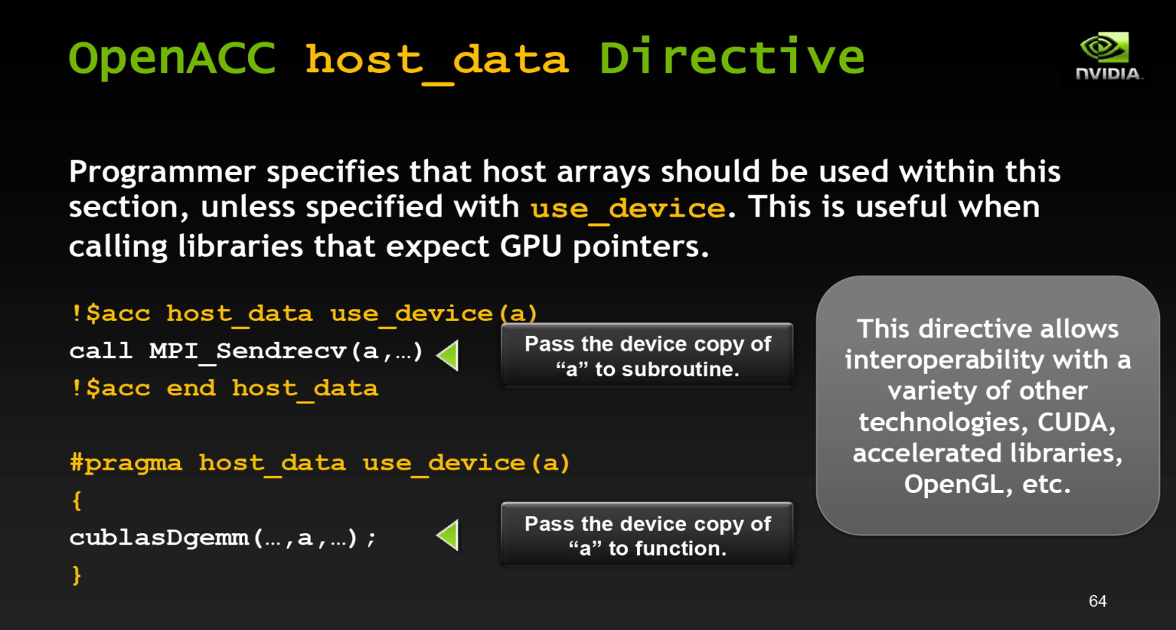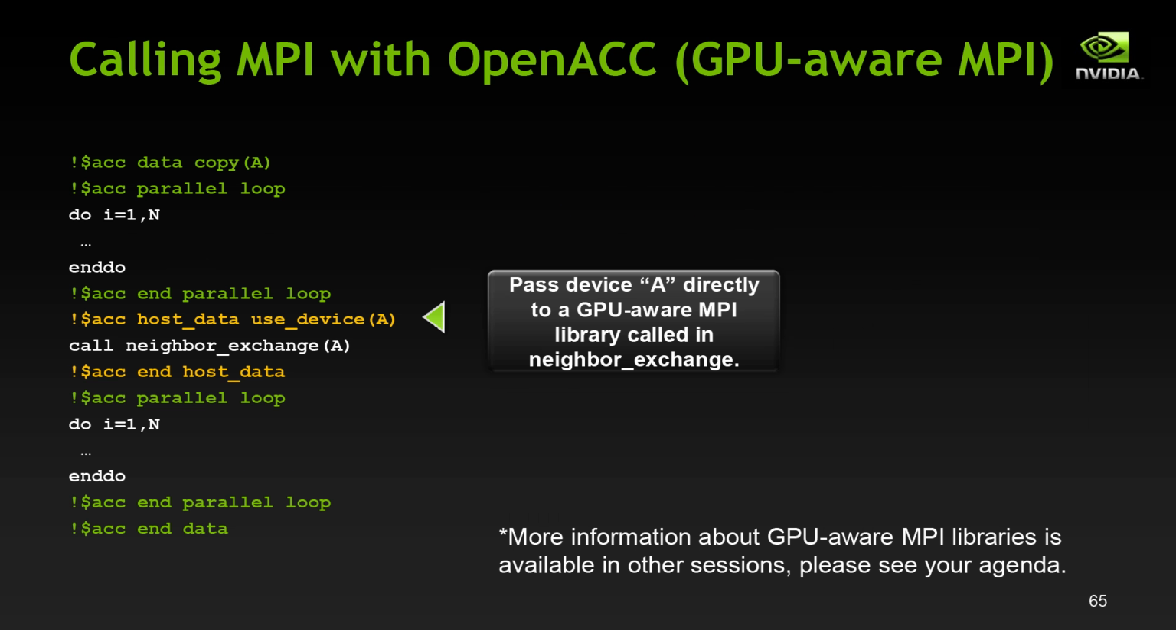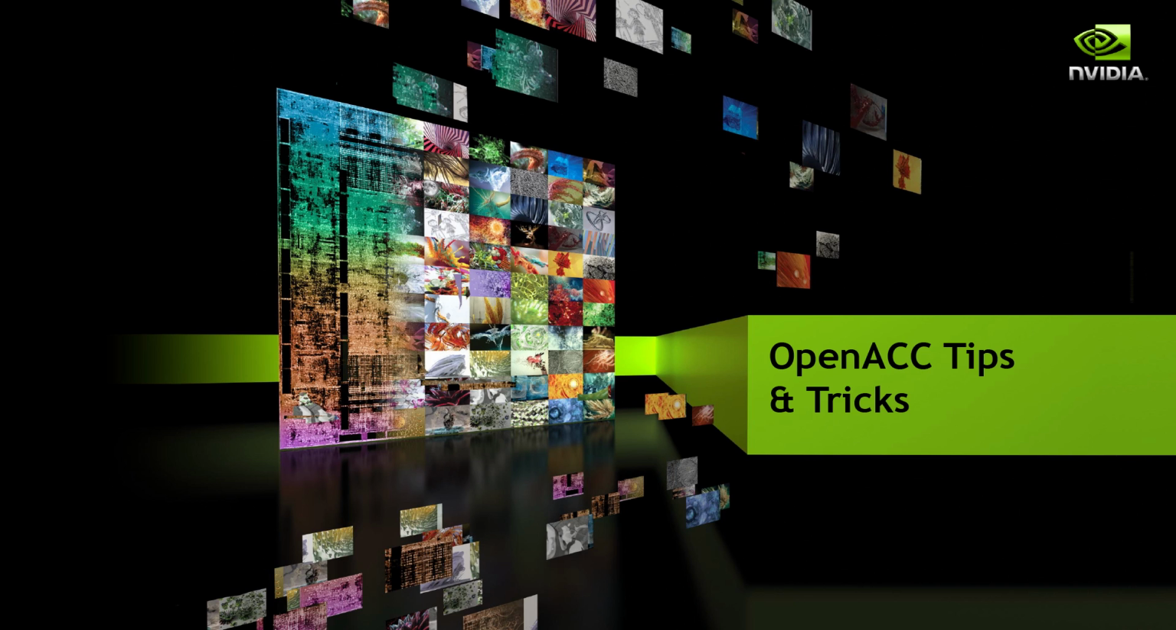Or down here, pragma host_data use_device of A, call cublasDgemm on A. So if your library expects GPU data, you can use this pragma to expose that to the library. So this is some of the interoperability that's available to you. And here's the same example where I'm now saying pass the device GPU copy of A. Now my GPU-aware MPI is going to use that, and then it ends at this point here.